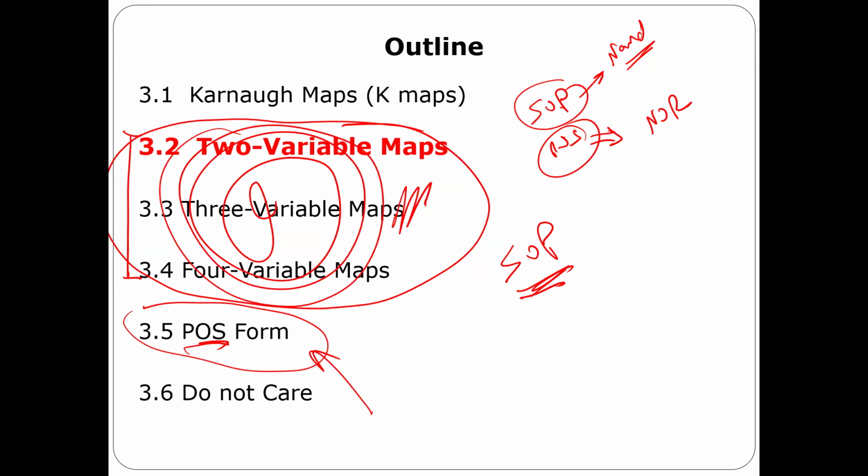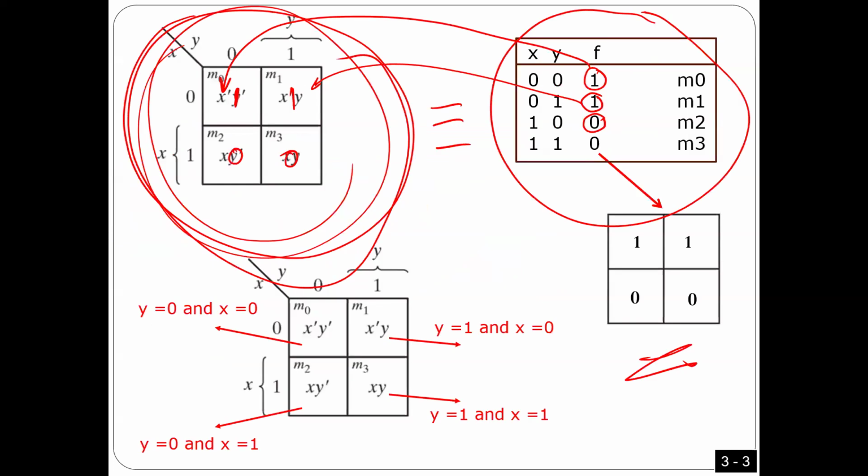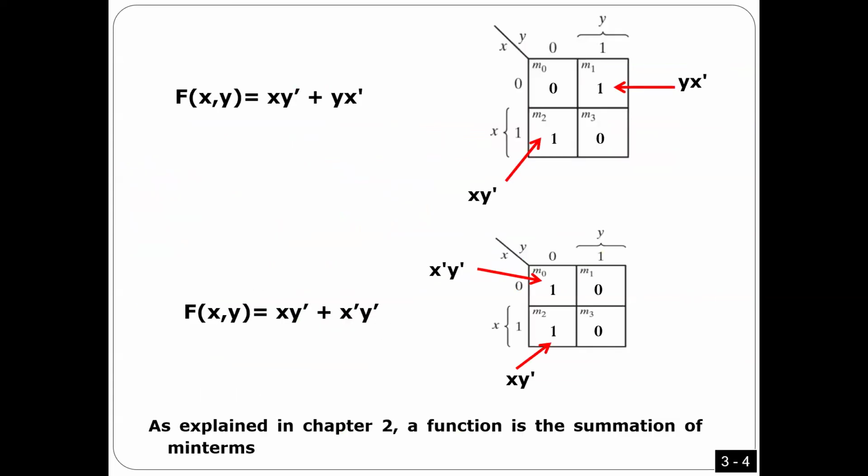So 2 steps. Number 1, you have to represent the function in a map. Number 2, as I'm going to explain, given a map, how can you calculate the simplified function much easier than the way we did in algebra manipulation. Okay, so let's explain here.